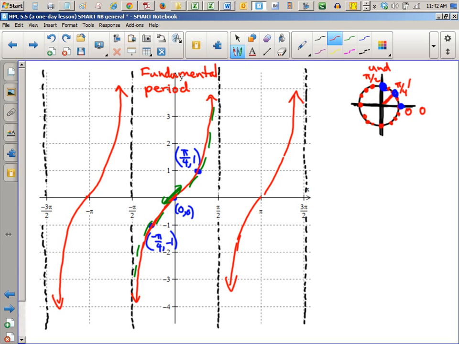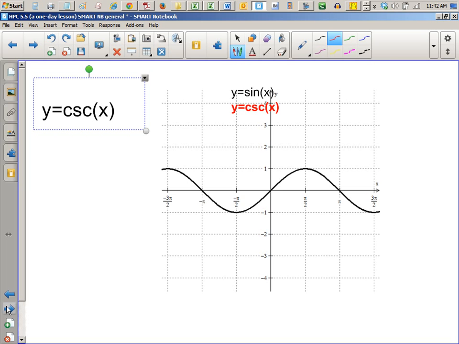Let's go on and talk about cosecant. So as you know, cosecant means, what does cosecant mean? Like by definition, what is cosecant? It means 1 over sine. This is what it really means.